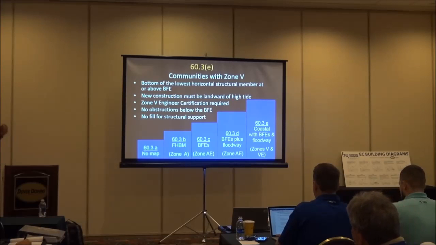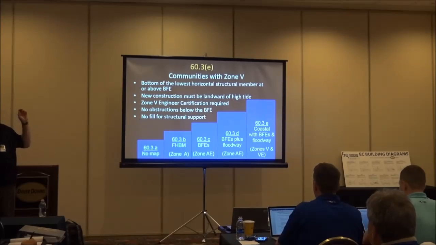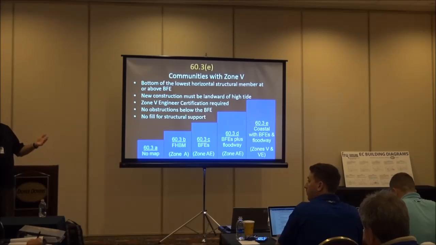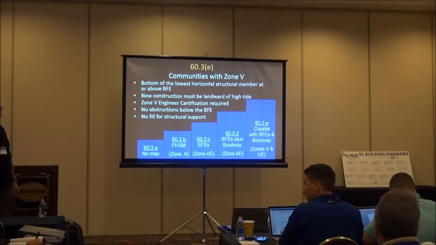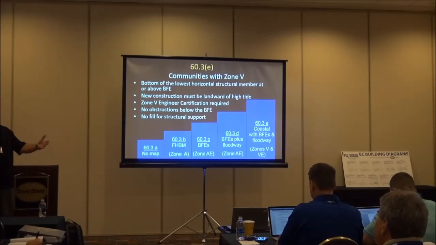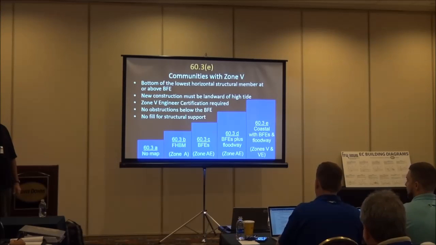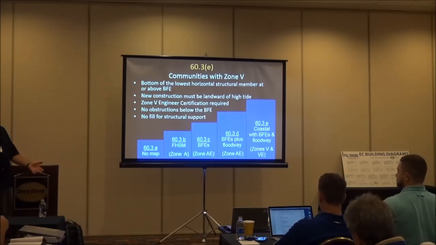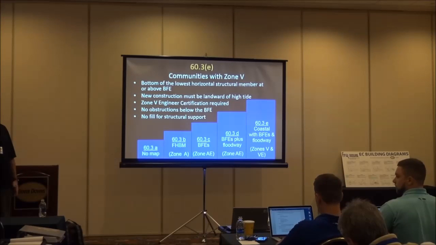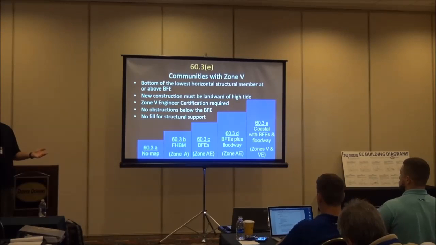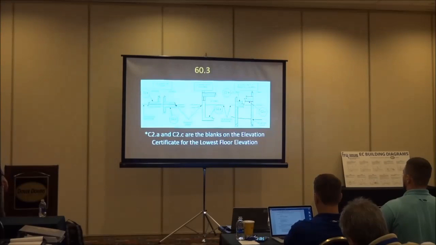No obstructions below the base flood elevation. So if I'm building in the base flood, I can't have something solid. I can't have areas built beneath, like if I have a V zone elevated home, I can't have enclosures. And I can't bring in fill for structural support. If I'm building in the velocity zone, I can't just truck in tons of dirt to provide support for my structure. Because the idea is that it's probably going to scour and wash away the first time there's an event anyway.